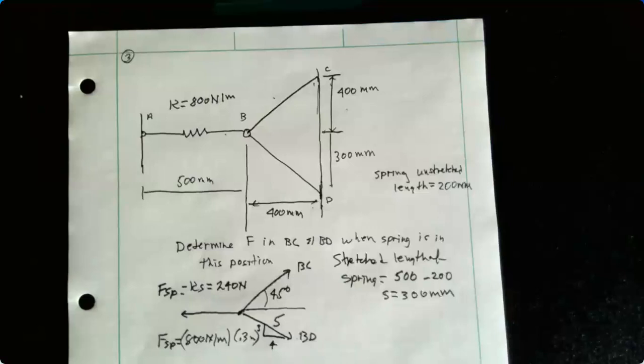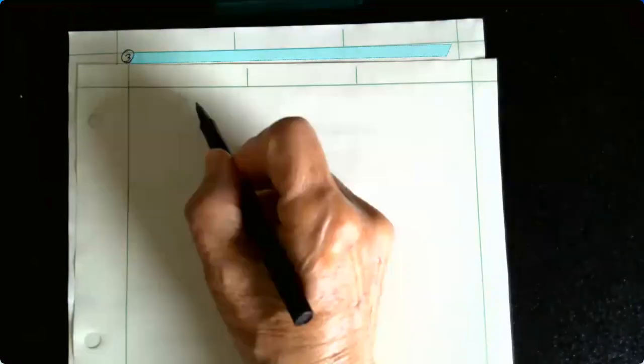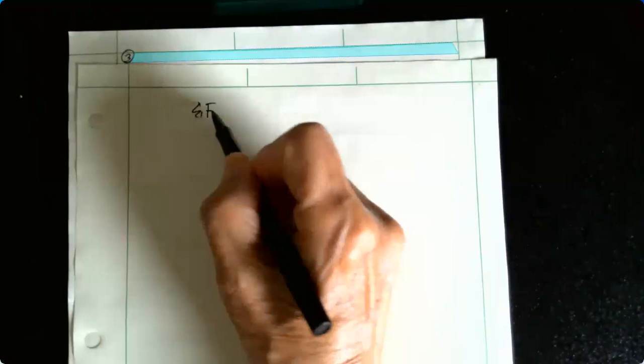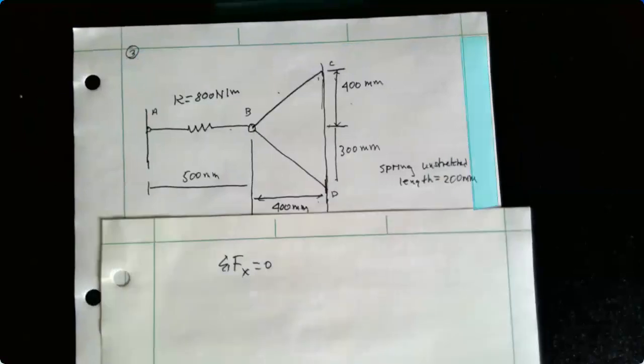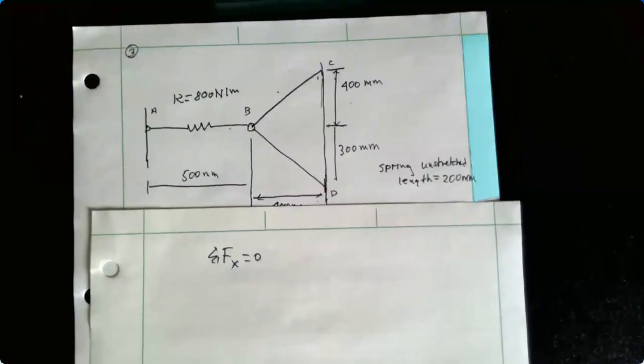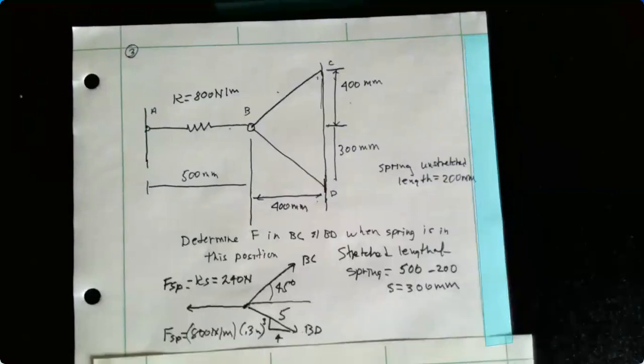And I'm going to do my references back and forth. So I'm going to do equations of equilibrium. I'm going to sum forces in the x direction equal to 0. I have to keep going back and forth here, and keep in mind what we have in our free body diagram.